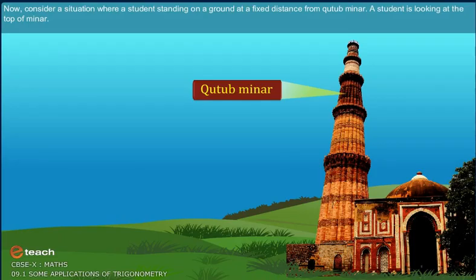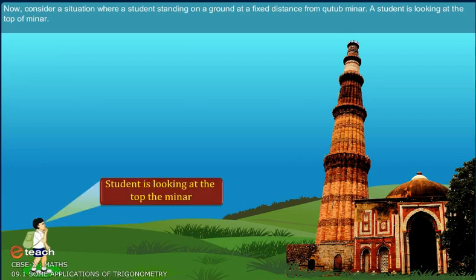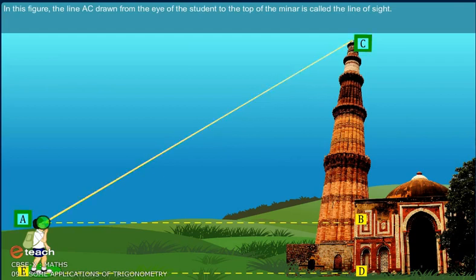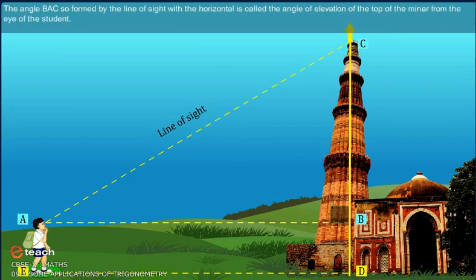Now, consider a situation where a student is standing on the ground at a fixed distance from Qutb Minar. A student is looking at the top of the Minar. In this figure, the line AC drawn from the eye of the student to the top of the Minar is called the line of sight. The angle BAC, so formed by the line of sight with the horizontal, is called the angle of elevation of the top of the Minar from the eye of the student.